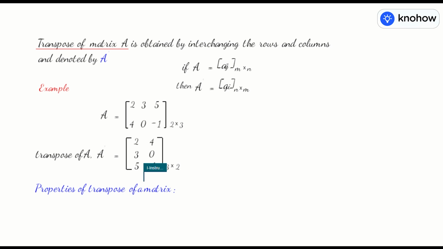What are the properties? The first property is that the transpose of the transpose of a matrix is the matrix itself. The second property is, if you have a matrix kA, k is a real number, so if you have a scalar multiplication kA, then the transpose of kA will be k remaining as such, multiplied by the transpose, that is kA dash.